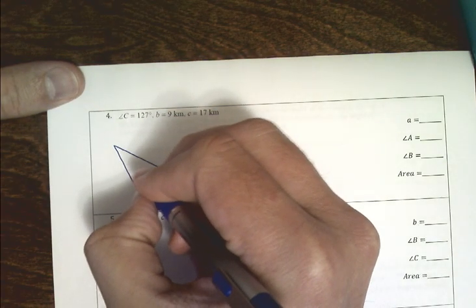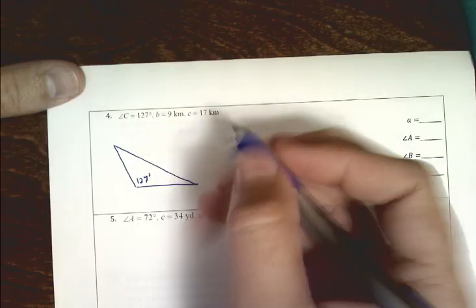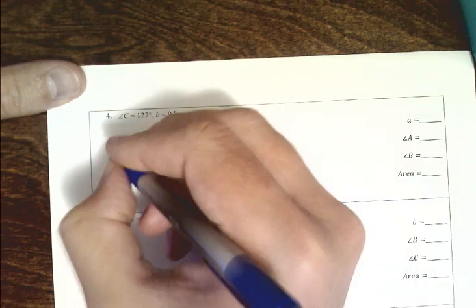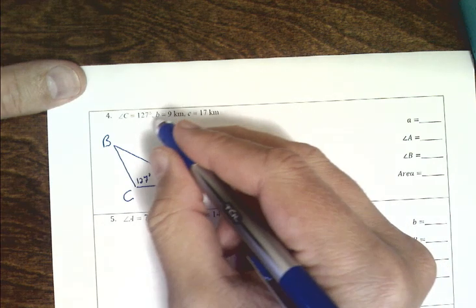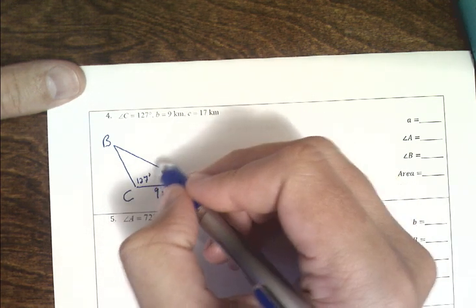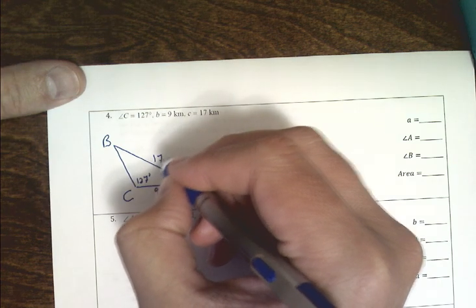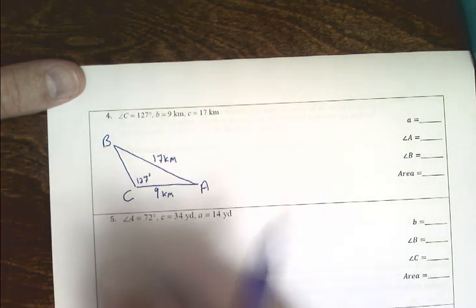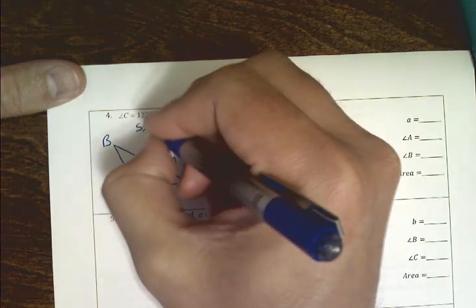This is 127 degrees. And then we have, this is angle C. Then we have A and B. It doesn't matter how we label those, but we know that side B is 9 kilometers. So that right there is 9 kilometers. And we know that side C, so across from here, is 17 kilometers, which gives us a side-side angle triangle. So that means that we're going to use law of sines.